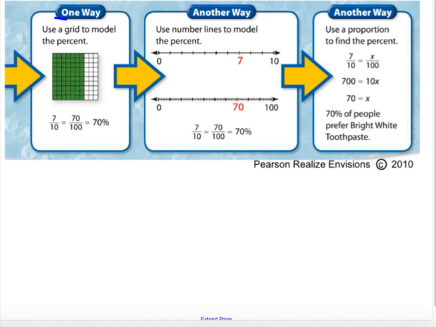Then they tell you another way to do it is to use number lines to model a percent. So you can model the percent using the grid system, or you can model using number lines. All right? So in this case, their initial number line is based on 7 out of 10. So they set up their number line, they went to 10, and what was important is you then break it up evenly into tenths, okay?